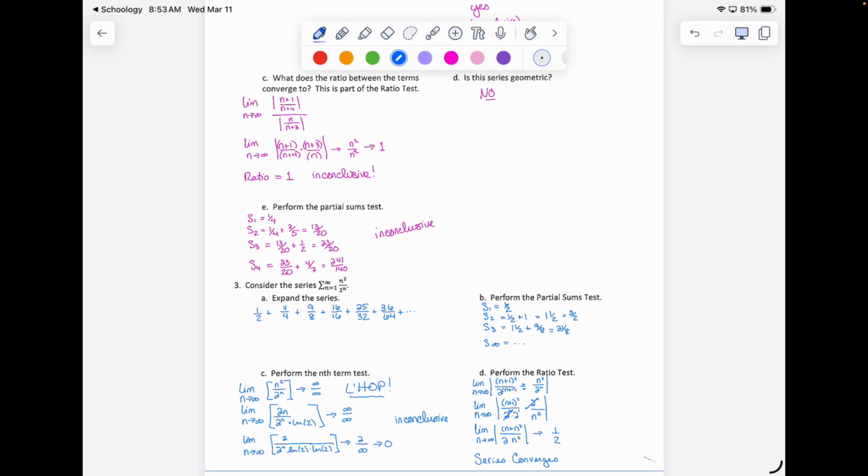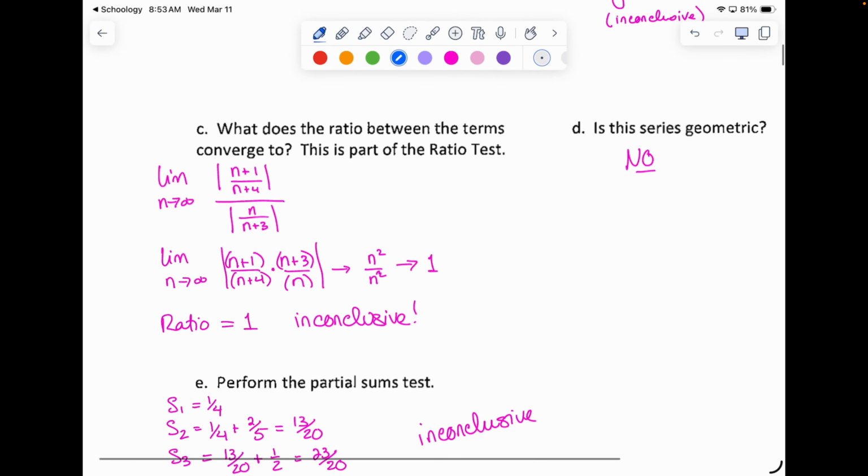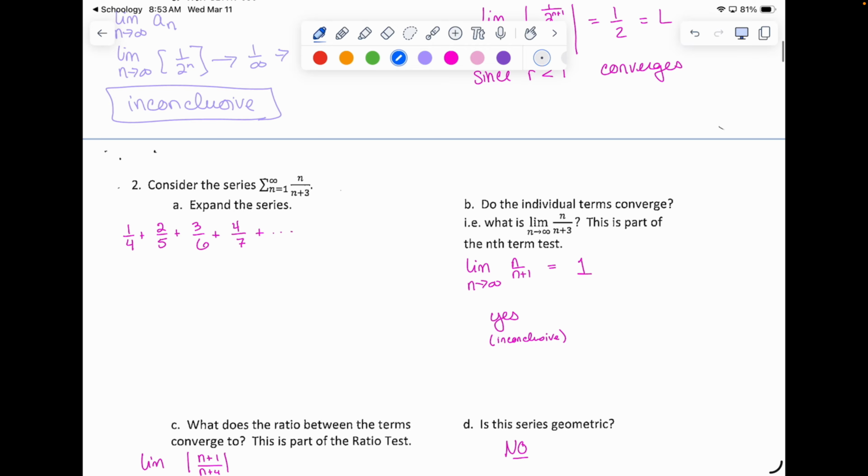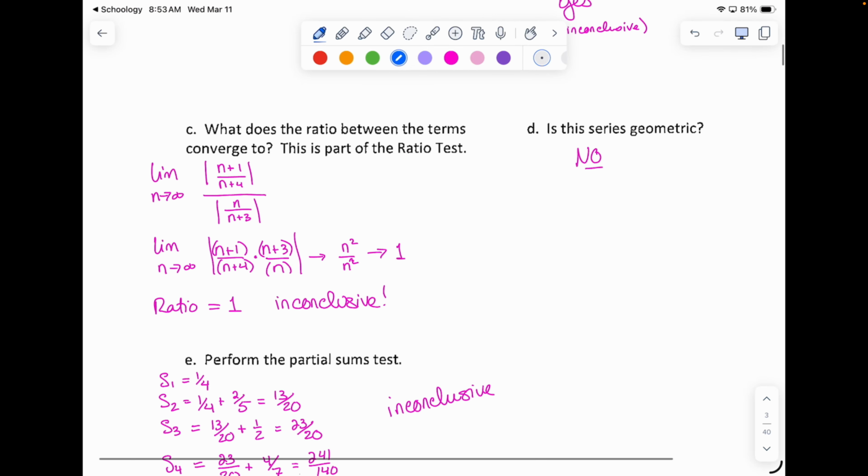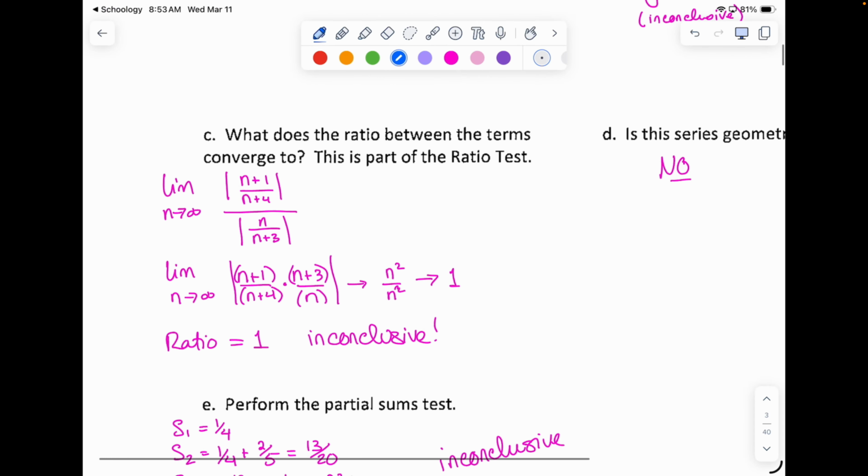I think we're ready to talk about these. I'm going to put them up on the screen. So if you have it written out, okay, this part, fine. This one we got inconclusive, yeah. Let's look at this ratio test, okay?